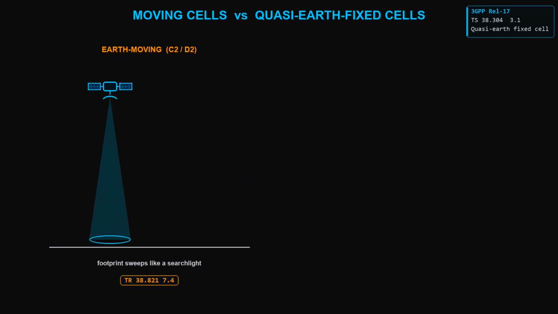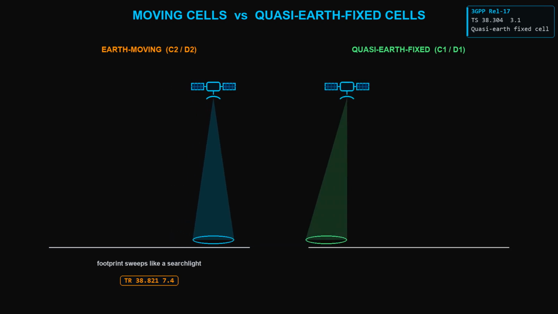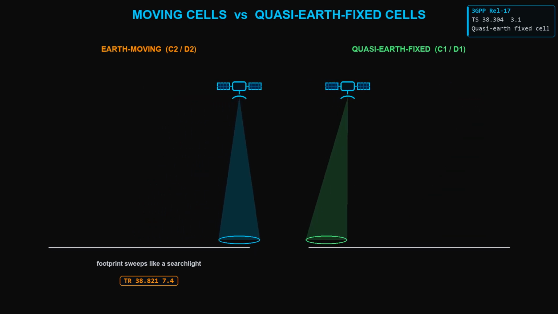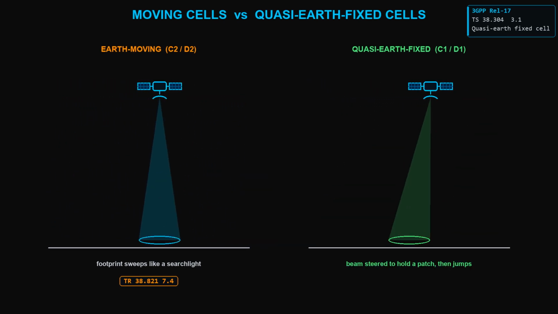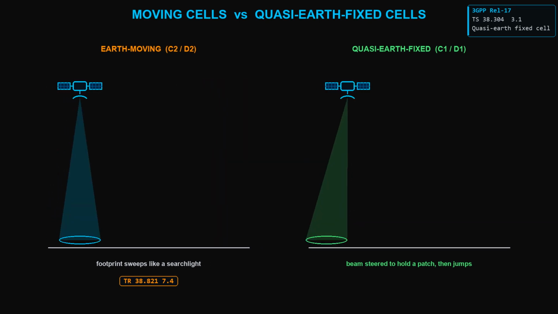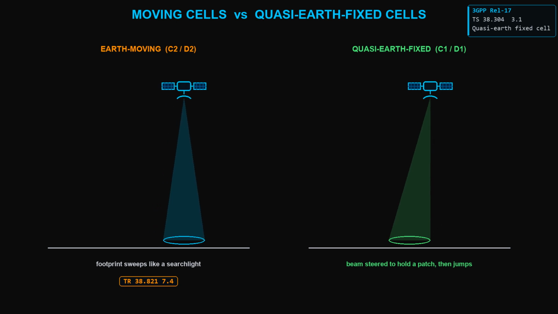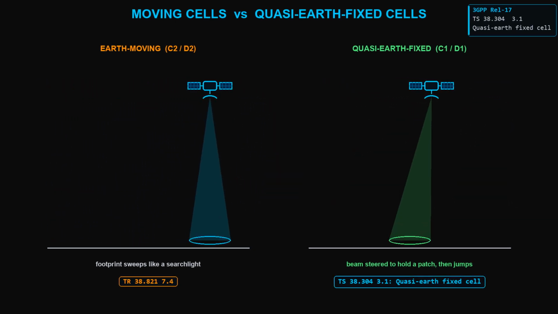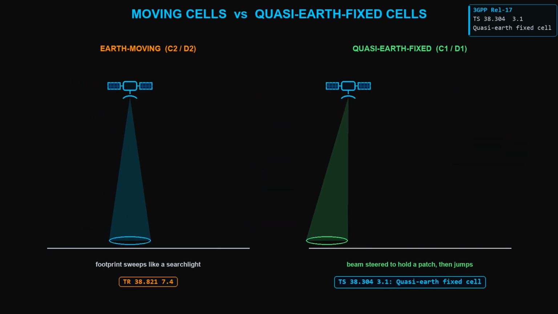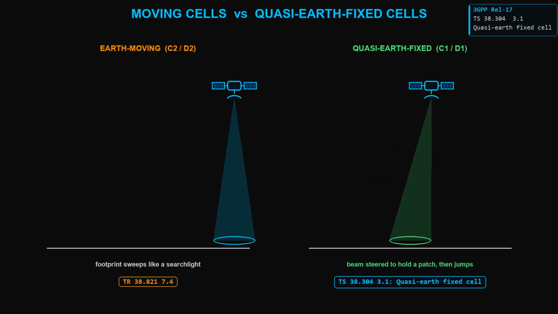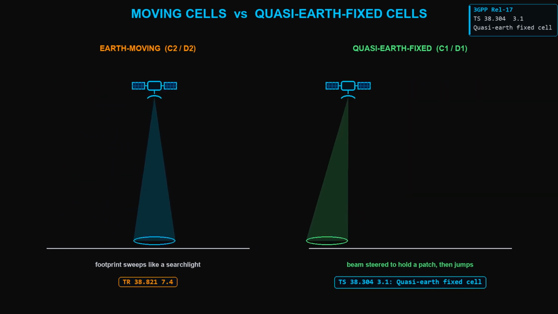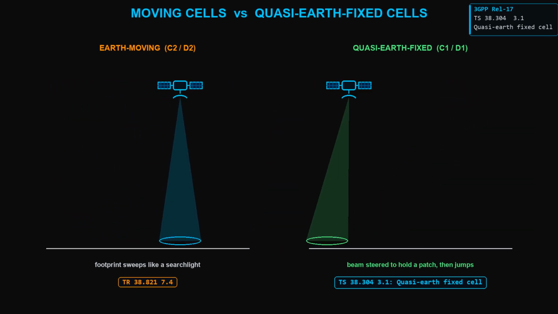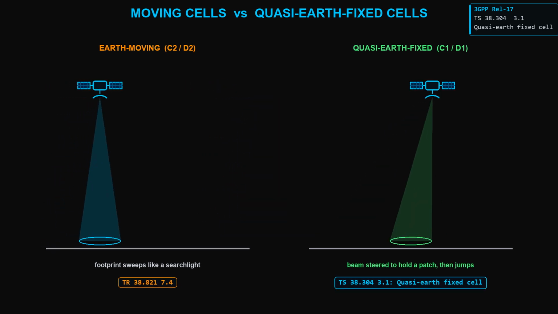In the second, the satellite is smarter. It steers its beam to hold the footprint on a fixed patch of ground for a while, compensating for its own motion, then jumps to the next patch. From your phone's point of view, the cell sits still for a period, then moves. 3GPP even gives this a name, a quasi-earth-fixed cell, defined in TS 38.304. Those are scenarios C1 and D1. This single choice, moving cells versus quasi-fixed cells, drives everything about how mobility works in the next chapter.